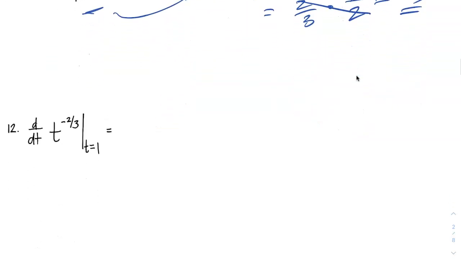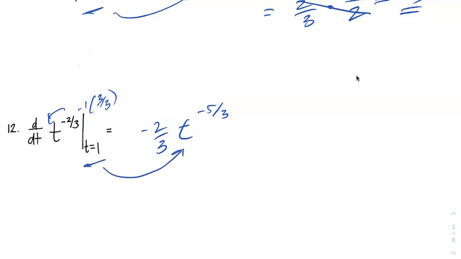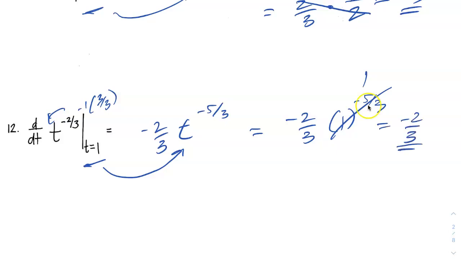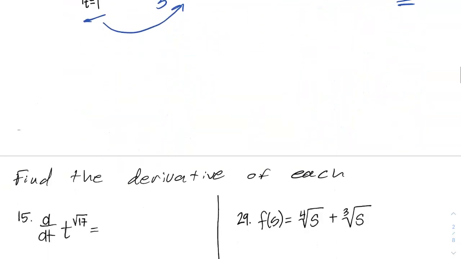Next one, t to the negative 2/3. So bring it down, subtract 1 off. Common denominator. So I get negative 2/3 t to the negative 5/3. And now we're going to sub in that t equals 1. So negative 2/3 times 1 to the negative 5/3. Well, that part's easy, just 1. So negative 2/3.